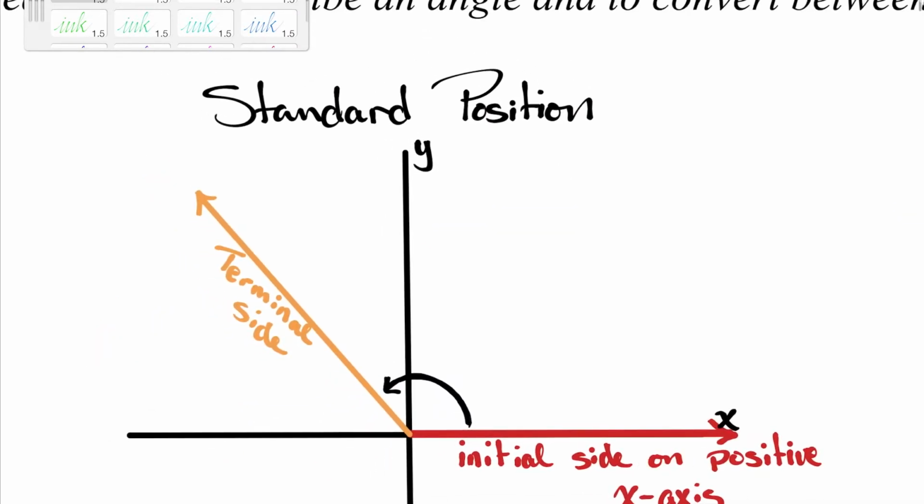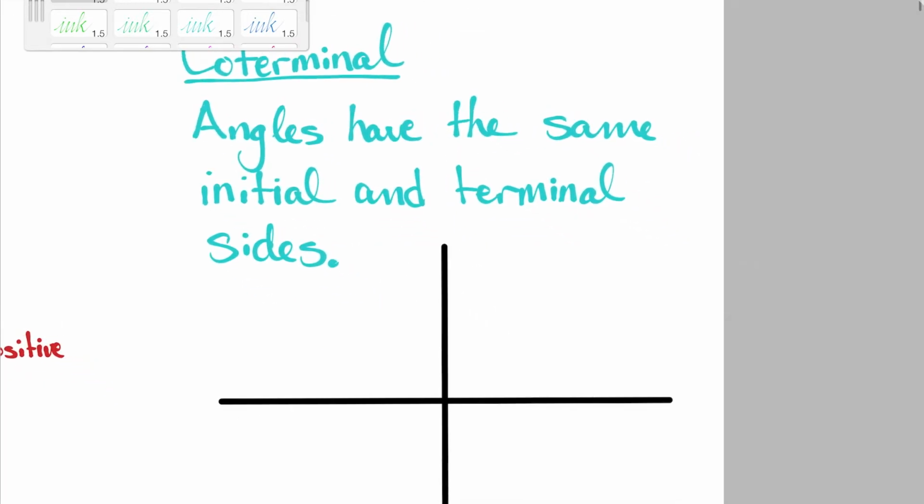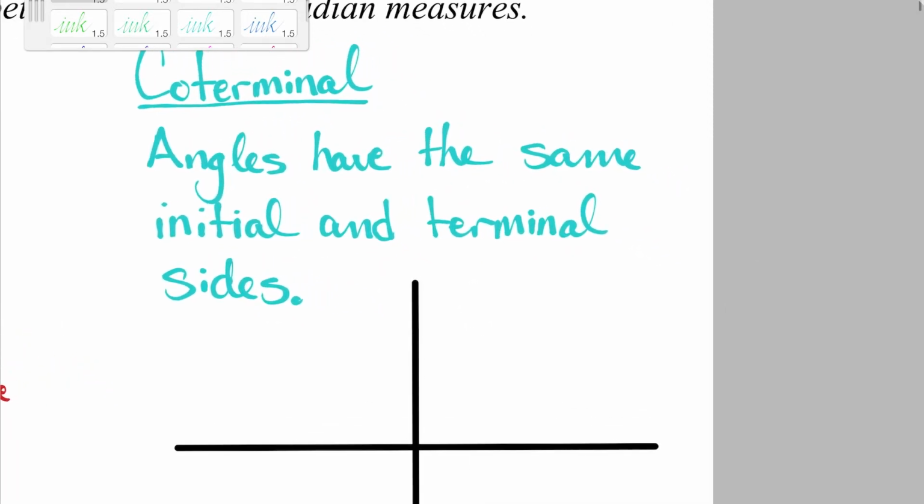When an angle is in standard position, that means its initial side, so the side that we're starting at, starts on the positive x-axis. And when things are coterminal, so we have two angles that are coterminal, it means that they have the same initial and terminal sides.